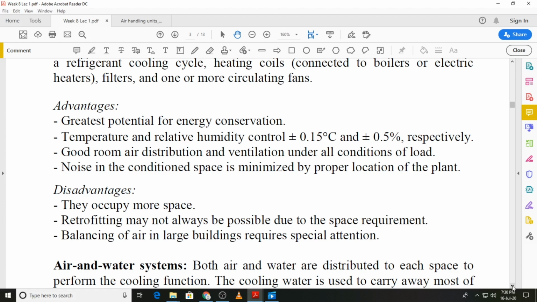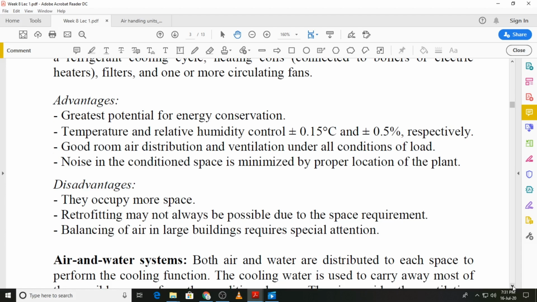Of course, it has certain disadvantages: they take up more space, and if you have to retrofit such a system, that means after several years you have to make changes, that may not always be possible. And the balancing of air in large buildings requires special attention, but that is nowadays not that much of a problem, because we do it through computerized control systems.